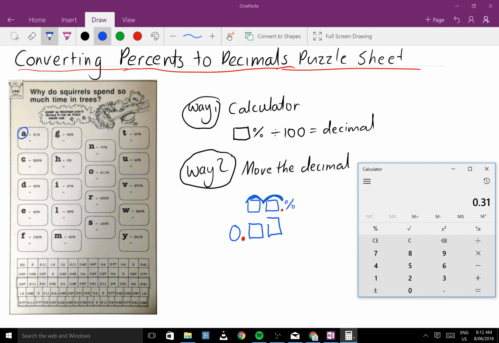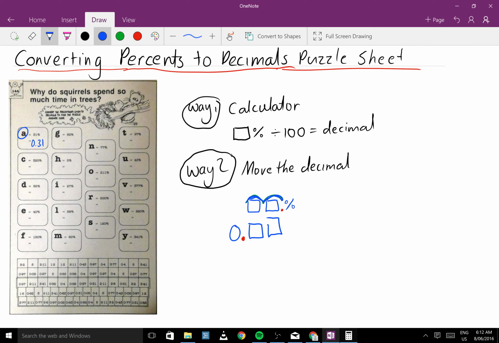So I can go 0.31, and I find that on the bottom. 0.31, 0.31. So if you can beat me for finding the thing, 0.31. There we go. So that's an A. The second way might be easier as well.